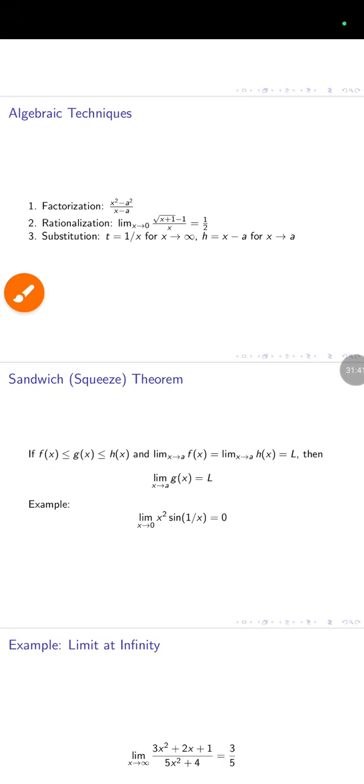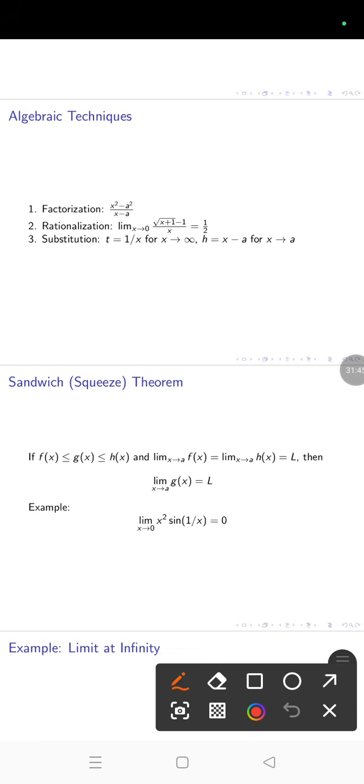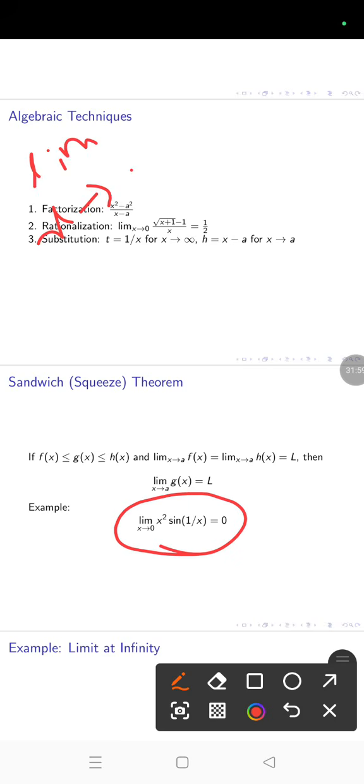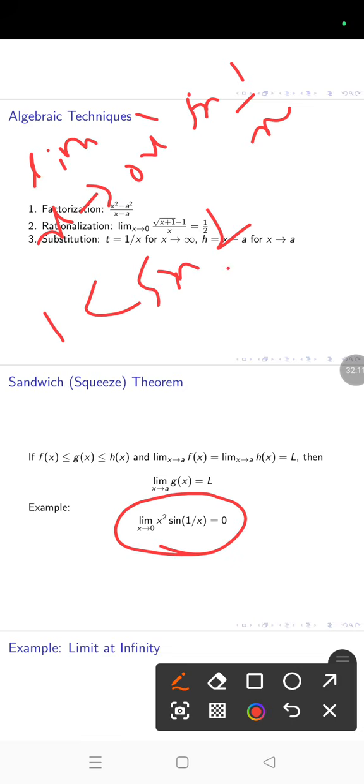So this sandwich theorem can be applied to find the solution of the limit of x square into sine 1 by x as x tends to 0. How can you calculate it? We have to find the limit as x tends to 0 of x square sine 1 by x. We know that the value of sine is always between 1 and minus 1. Sine of 1 by x is always between 1 and minus 1.